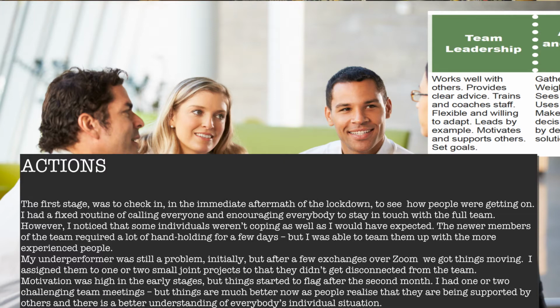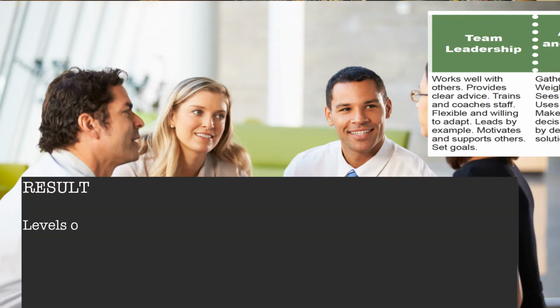My underperformer was still a problem initially, but after a few exchanges over Zoom, I got things moving. I assigned them to 1 or 2 joint projects with the senior members of the team so they didn't get left behind. Motivation was high in the early stages, but started to flag a bit after the second month. I had 1 or 2 meetings to sort this out, but now people are much more motivated as they realise they're being supported by others and by management, and there's a better mutual understanding of everybody's individual situation.